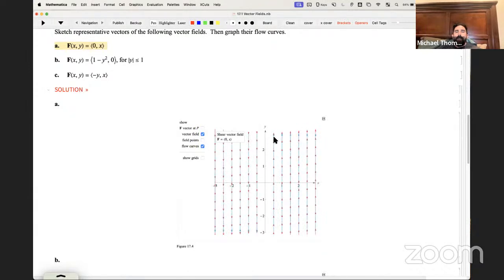So on the right, the flow curves are all straight lines directed upward, and on the left, all the flow curves are straight lines directed downward. Okay, so that's the first one. Let's look at this next one.